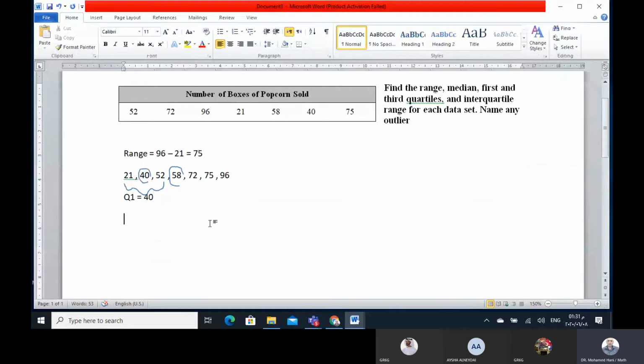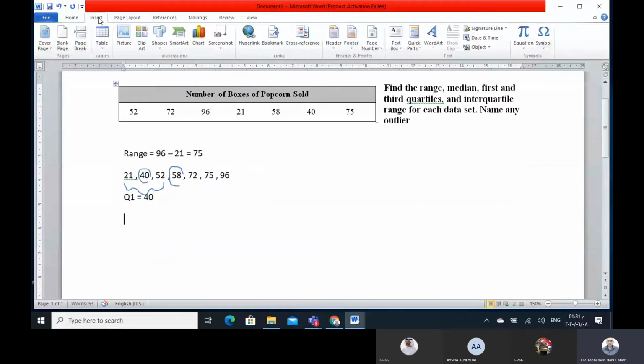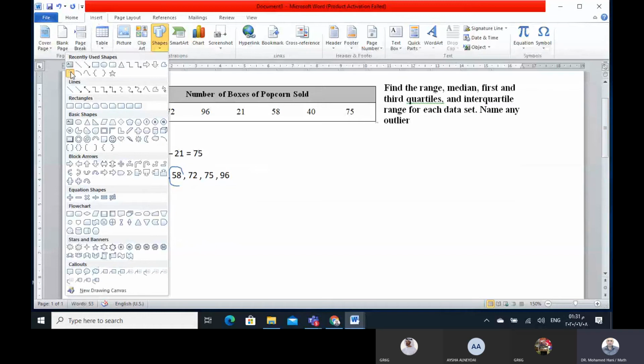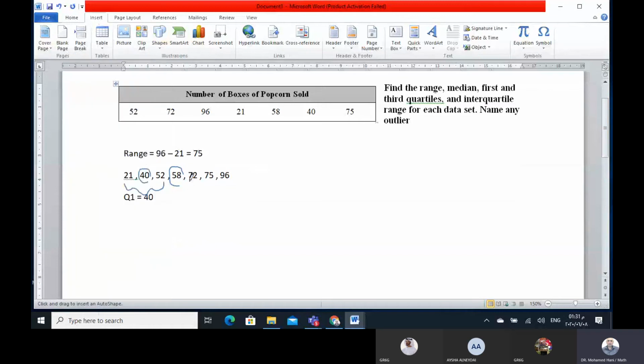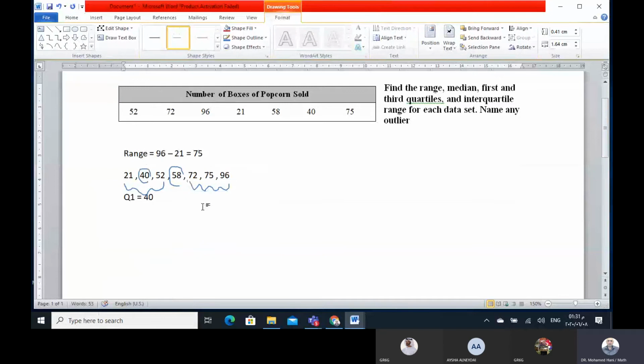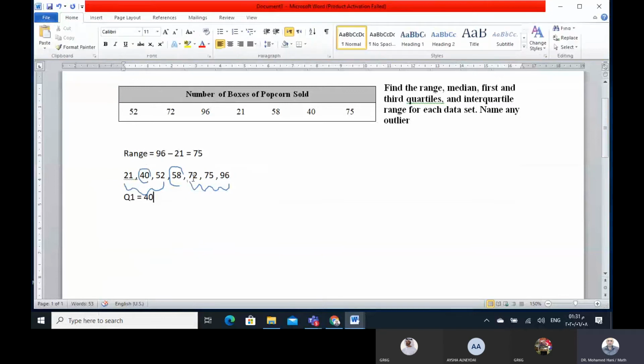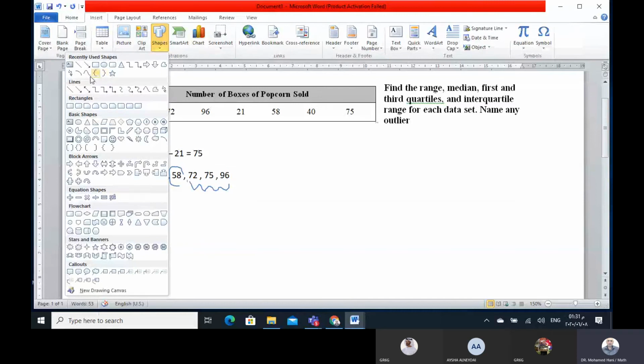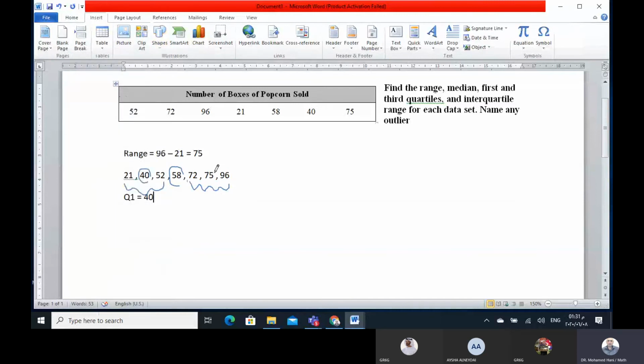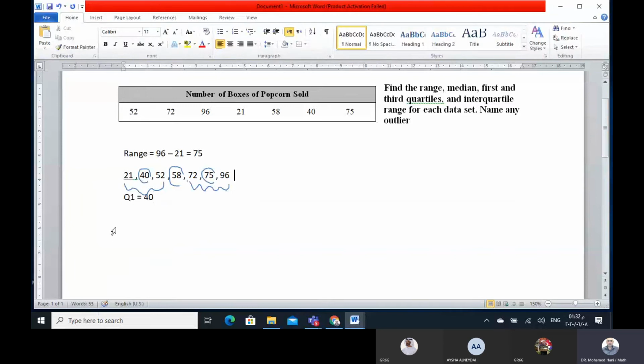Then how to find the third quartile? Go to the next set now. We have 3 numbers also. Find the median for this set. You will find 75, the third quartile. So I can write here Q3 equals 75.